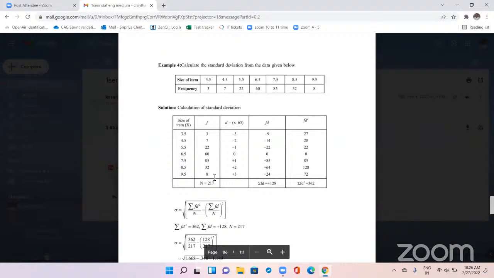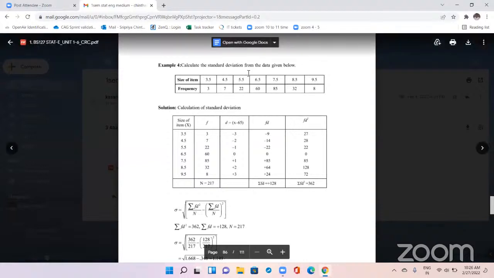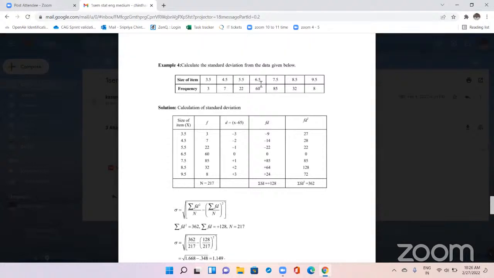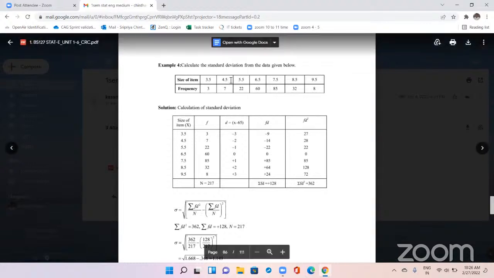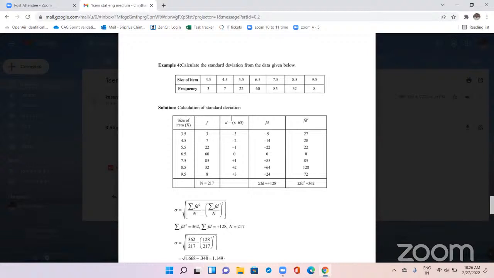Okay. Now coming to calculate the standard deviation from the given data below. Size of item 3.5, 4.5, 5.5, and so on. The size of item 3.5 has frequency 3. The size of item 4.5 has frequency 7, and so on. Now calculating the standard deviation, here A is taken equal to 65. Why is A taken equal to 65?